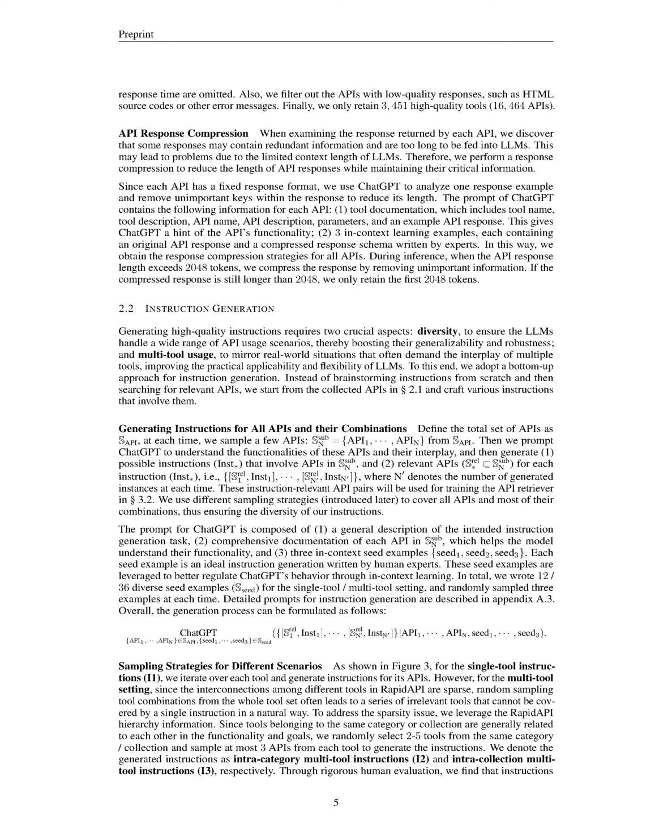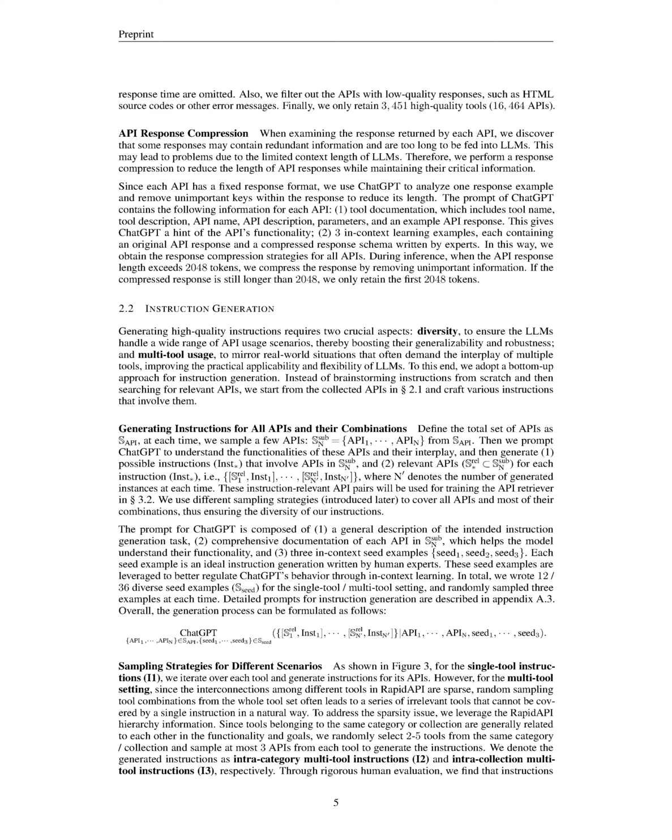Section summary. When analyzing API responses, we found that some are too long and contain redundant information, which poses a problem for LLMs with limited context length. To address this, we compress the responses by removing unimportant keys using ChatGPT. For instruction generation, we adopt a bottom-up approach by starting with collected APIs and crafting instructions involving them, ensuring diversity and multi-tool usage. We use prompts that include API documentation, in-context examples, and seed examples written by experts to train the model.